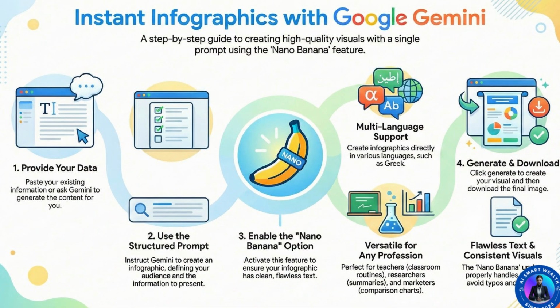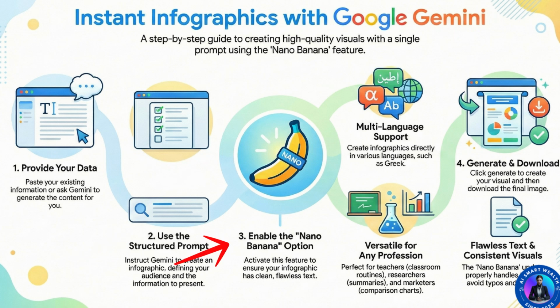Here's the roadmap of 5 clear steps you'll learn in this tutorial. Step 1. Provide your data. Paste your own information or let Gemini generate it. Simple enough, right? Think of it as feeding the brain before it starts working. Step 2. Use a structured prompt. Define your audience and the message you want to share. It's like giving directions to a GPS. If you don't tell it where to go, you'll end up, well, lost.